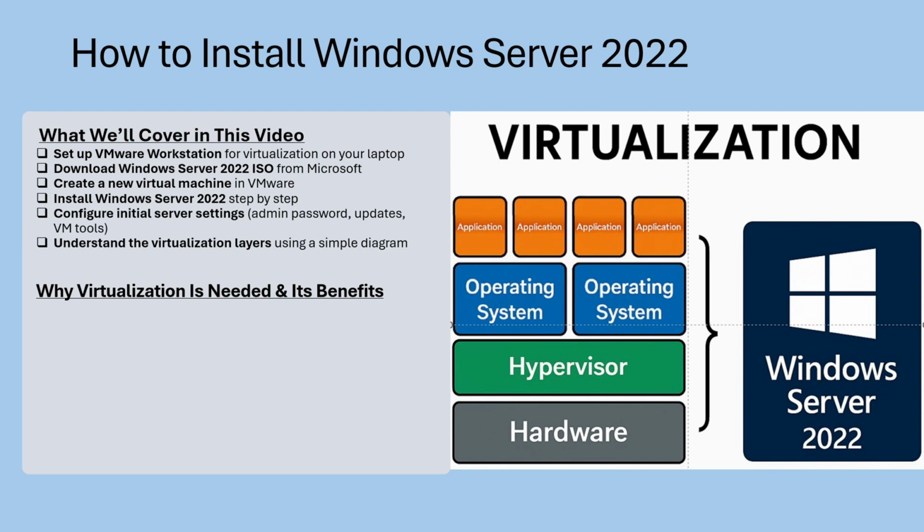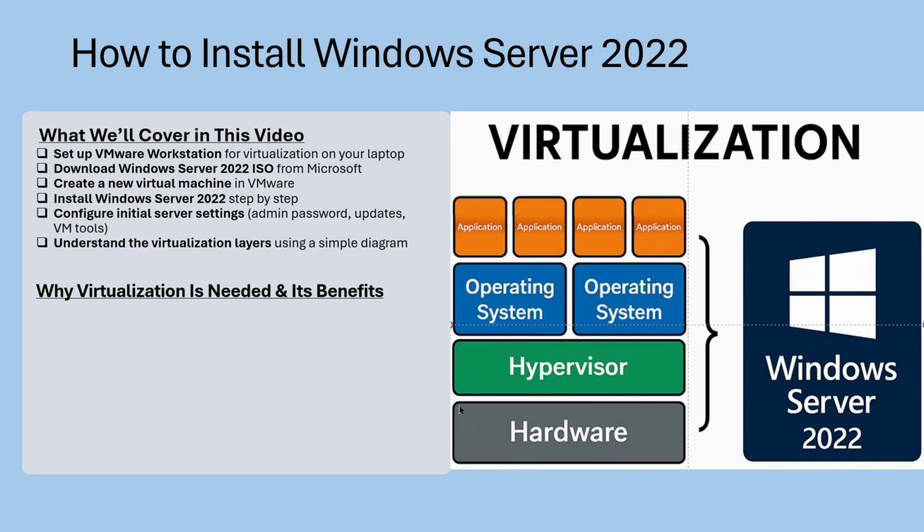Before we start, let me quickly explain why we're using VMware. Some people may prefer to use a hypervisor. Whichever one you choose, the goal is the same for virtualization. Virtualization lets you run multiple operating systems on a single physical computer. So you can run Windows Server in a virtual machine without touching your actual system or your actual computer.